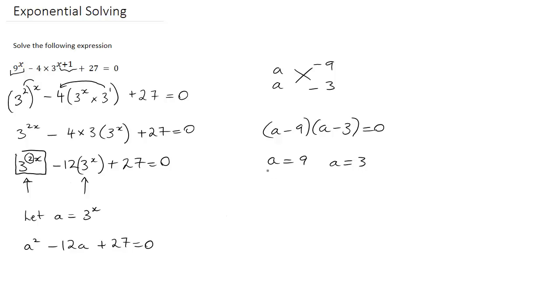And finally, we're not finished there yet, but we have to sub in a equaling to 3 to the power of x. And so instead of writing a here, we write 3 to the power of x equals to 9, and then 3 to the power of x equals to 3. And so that will give us x equals to 2 and x equals to 1.